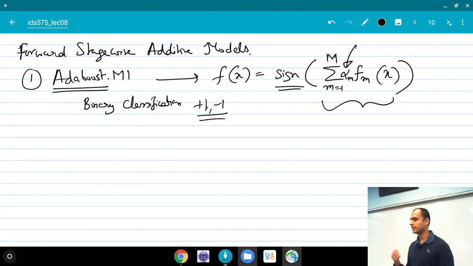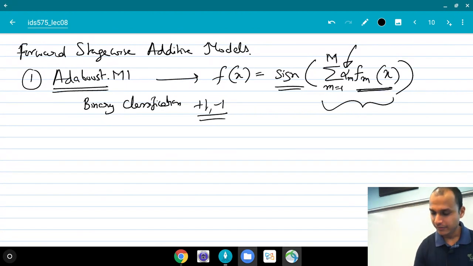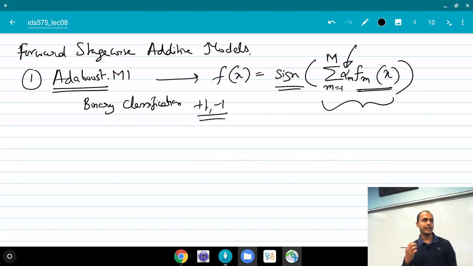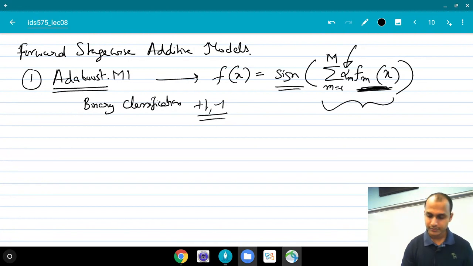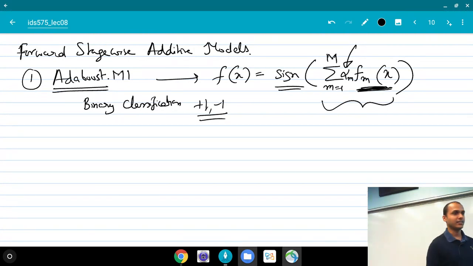Now these alpha_m's are some numbers, again scalars. f_m is indexed by the indexing variable m. So let's say capital M is 10, then there is f1, f2, f3, all the way to f10. These f1 to f10, little f's, are what are called weak classifiers.